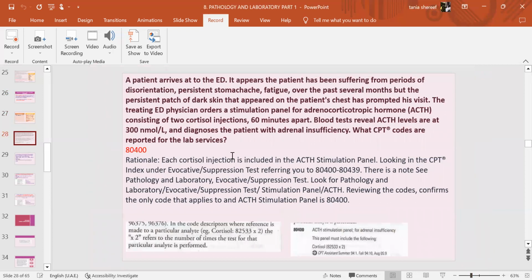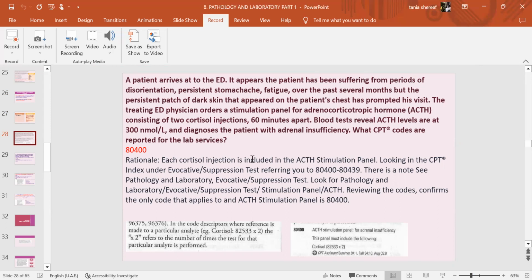A patient arrived at the ED. It appears the patient has been suffering from periods of disorientation, persistent stomachache, and fatigue over the past several months, but the persistent patch of dark skin that appeared on the patient's chest has prompted his visit. The treating ED physician orders a stimulation panel for adrenocorticotropic hormone consisting of 2 cortisol injections 60 minutes apart. Blood tests reveal the ACTH levels are at 300 per liter and diagnose the patient with adrenal insufficiency.